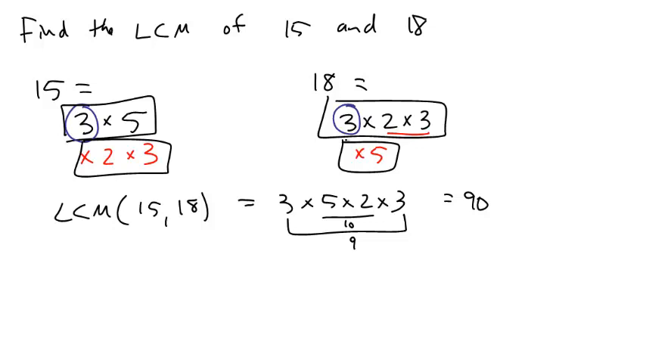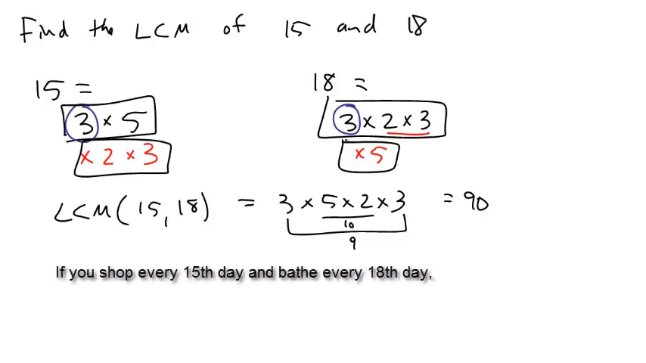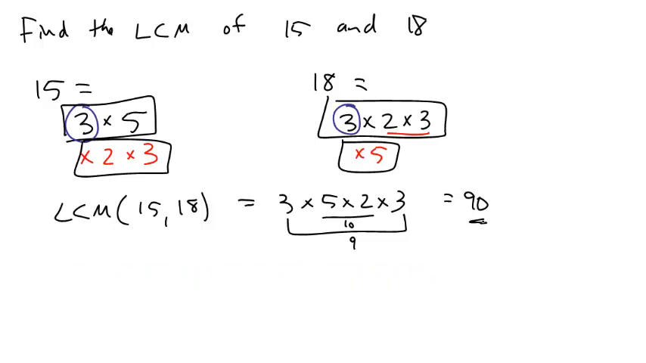And so if you're one of those people that goes grocery shopping every 15th day and who bathes every 18th day, then every 90 days you're going to bathe and go grocery shopping. It's kind of hard to come up with real-life applications for this sort of stuff, but that is kind of nice. I'll do one more example just to emphasize a lot of the things that we've been doing today.